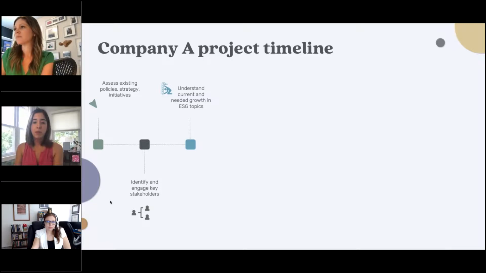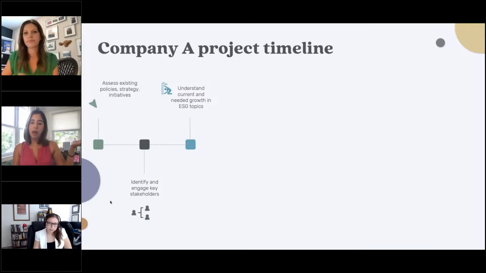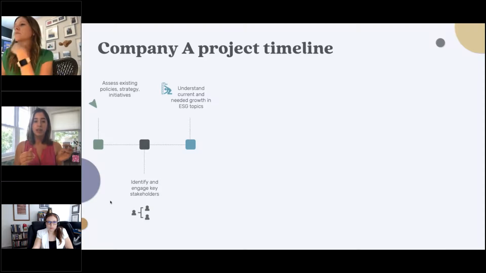At that point, we should be able to understand current and needed growth in ESG topics, meaning we know where we're at, we know what we have, now we know what's important for our stakeholders. We've gathered up those different points of view. Where are we then exactly metrics-wise, and what do we need? Where's the gap between what's already there and what people are saying is material?